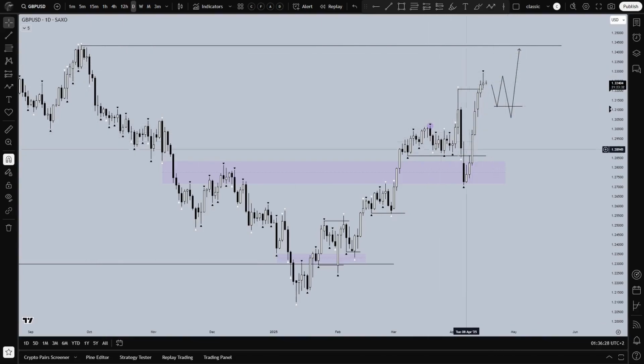But if we get the same pattern as here, we form a weak low, we have here the value gap, we have the breaker here as well. If we form a weak low above and then get a manipulation below that weak low, then I want to frame continuation longs into those highs.